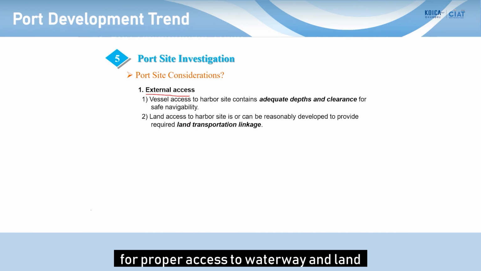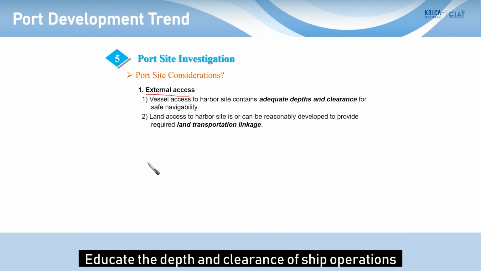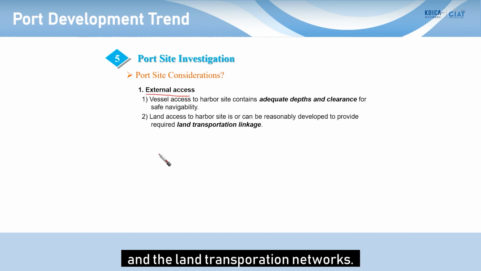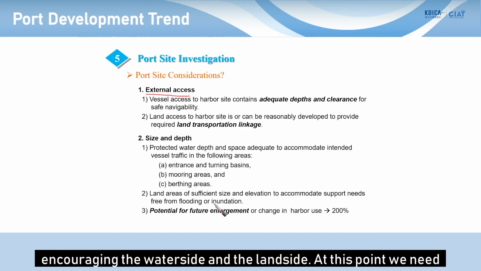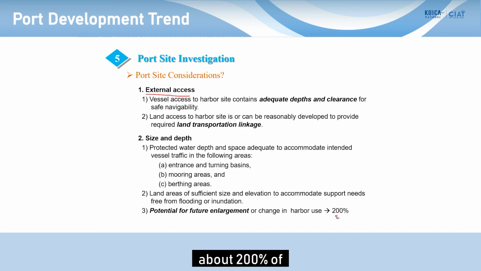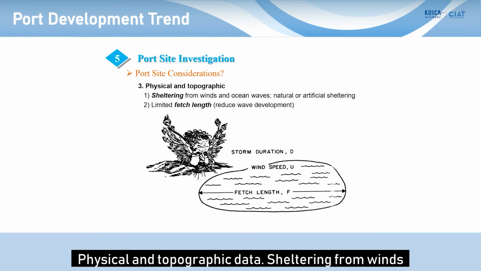It's proper access to waterway and land, adequate depths, and clearance for ship operation, and the length of the transportation network, and the water area and the depth of the basin and the land area. So consider the potential future enlargement of the basin, including the water side and the land side. At least we need about 200% of the total port site capacity. Ready the physical and topographic data.